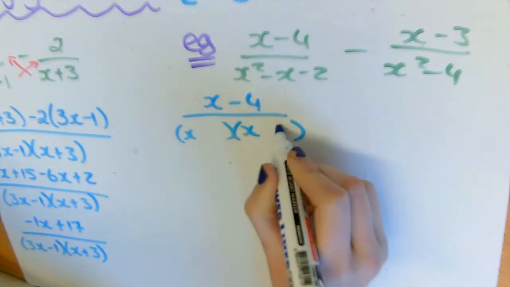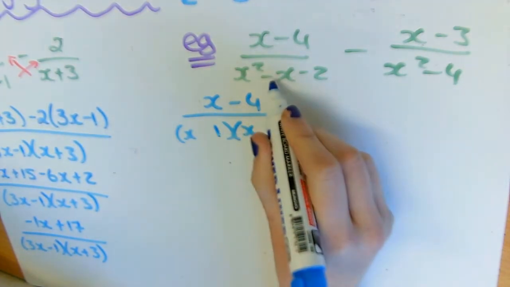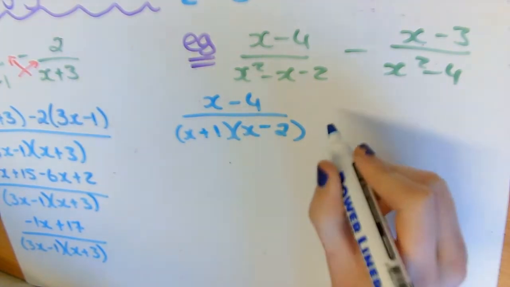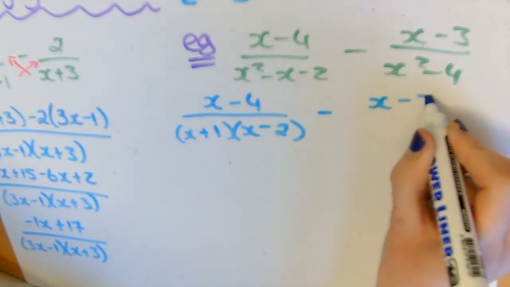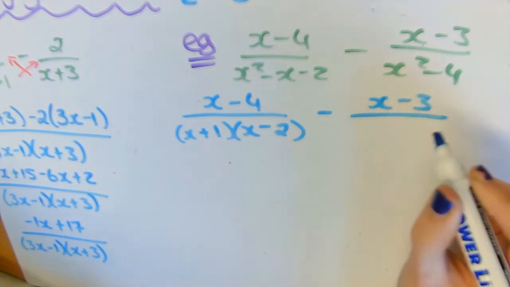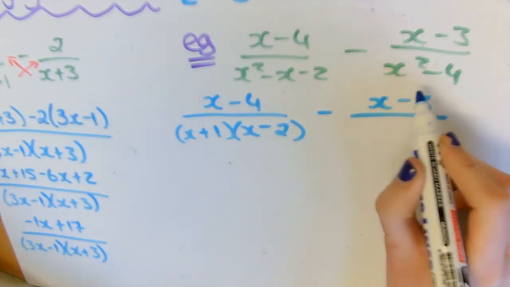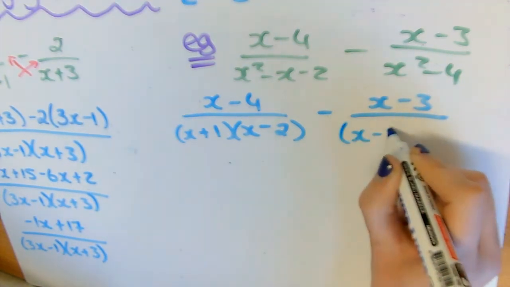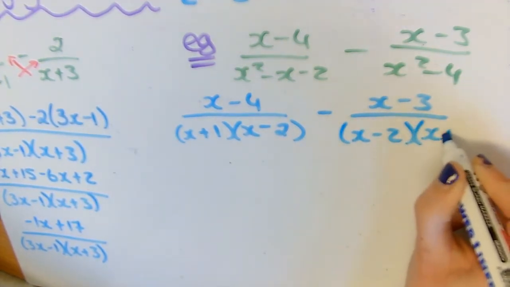My only factors of 2 are 2 and 1. And if I want to get minus 1, I'm going to need a minus 2 and a plus 1, which is what I have here. Minus x minus 3 over. If I have difference of two squares, I square x to get x squared, and I square 2 to get 4. So I'm going to have x minus 2 and x plus 2.